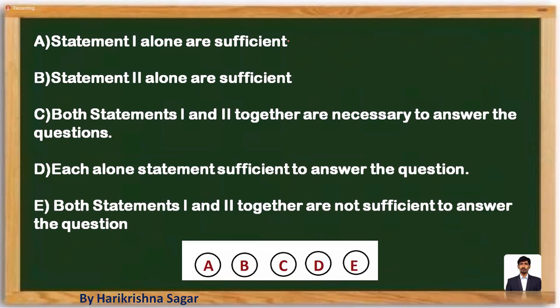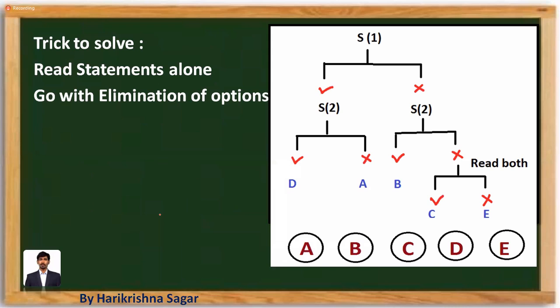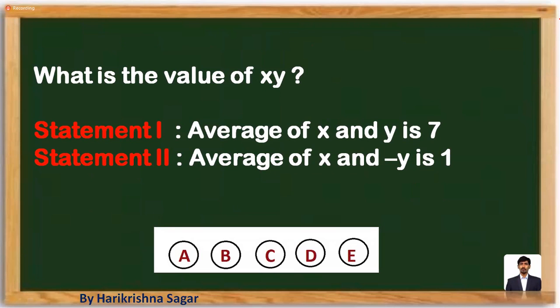Look at it: statement 1 alone is sufficient. Statement 2 alone is sufficient. Both 1 and 2 together are sufficient. The next option, each statement alone is sufficient. Next option, both 1 and 2 together also not sufficient for solving the question. These are the fixed option choices which you are going to have, and they are named A, B, C, D. Look at the first question, try to solve.